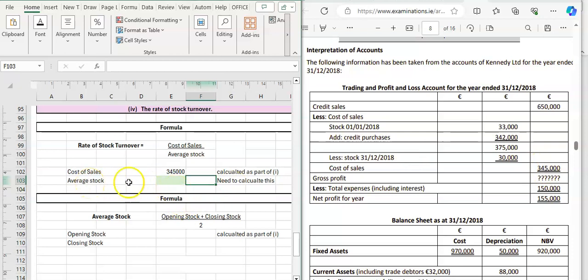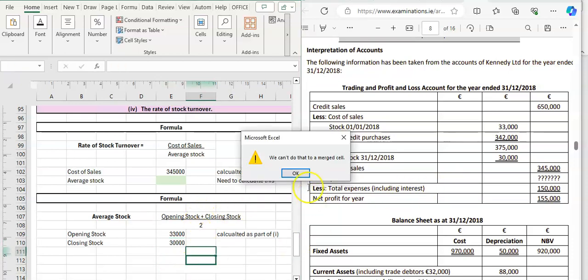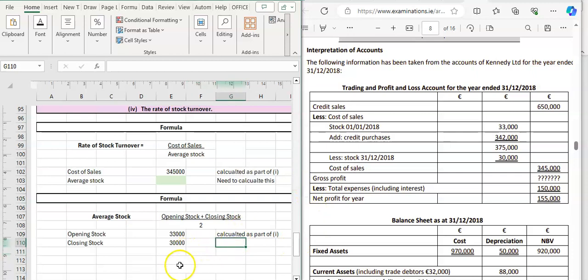Then we're going to need our average stock, but we need to calculate it. To calculate our average stock, we need opening stock plus closing stock. In this question, our opening stock is 33,000. We also need our closing stock, which in this question is 30,000. Those two are added together and then divided by 2. So we can fill in the formula: your opening stock, which is 33,000, plus your closing stock, which is 30,000. That's all divided by 2.